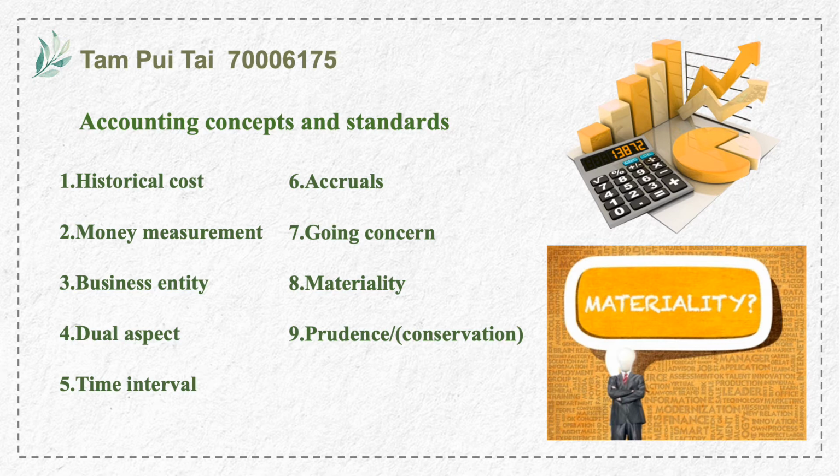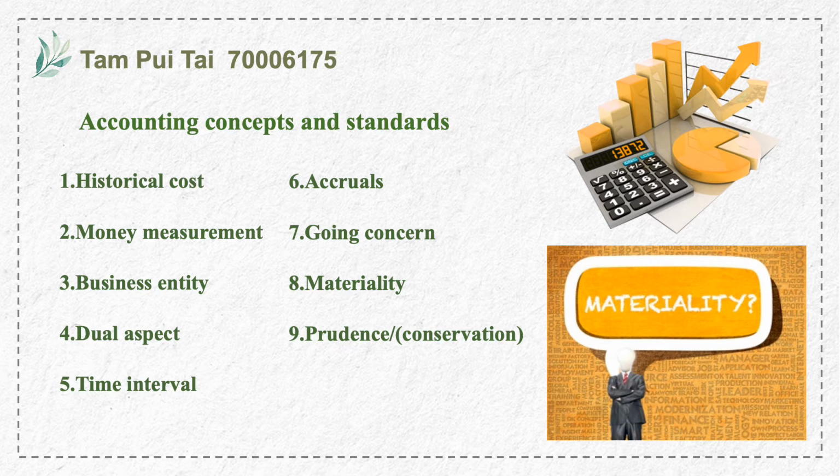Number 4, dual aspect. It states that there are two aspects of accounting, one represented by the assets of the business and the other by the claims against them. Number 5, time interval. It requires that an entity will prepare financial statements at regular intervals during the year.